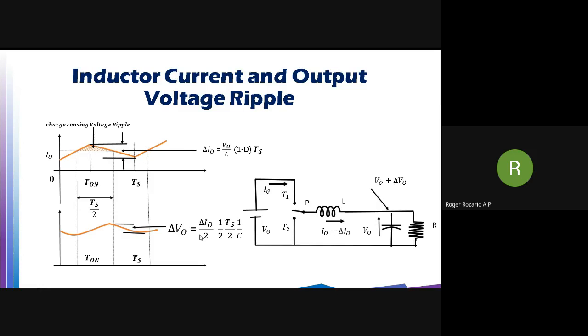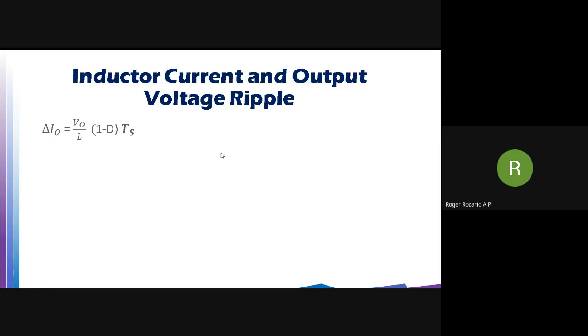Del V naught is nothing but del I naught by 2 multiplied by 1 by 2 into Ts by 2 into 1 by c. Basically, this is the voltage of the capacitor, 1 by c integral I dt. So now we found out what is del I naught. Let us find out the inductor current and the output voltage.